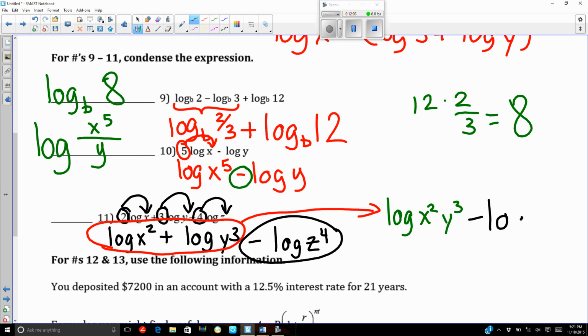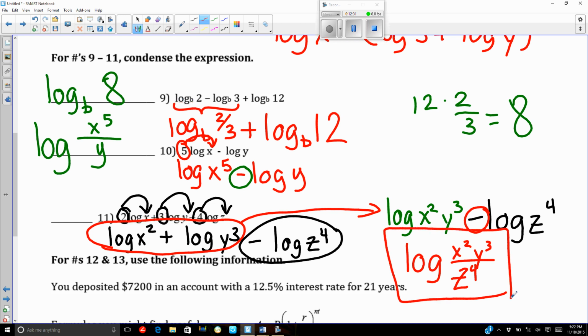But again, we want to condense this to a single logarithm. We've condensed it to 2 logarithms. So to condense it to a single logarithm, that subtraction, we know, of course, converts to division. So we're just going to divide x squared y to the 3rd by z to the 4th. It's just the process of knowing those log properties and applying them in the right situation. So that's our answer for number 11. So that would go in the number 11 blank right over there.